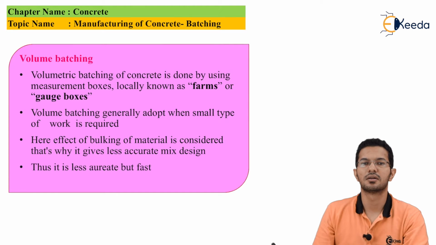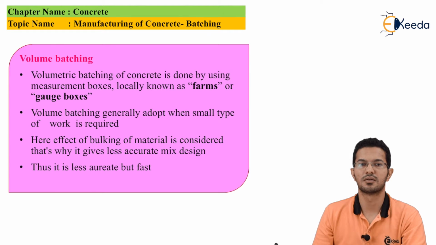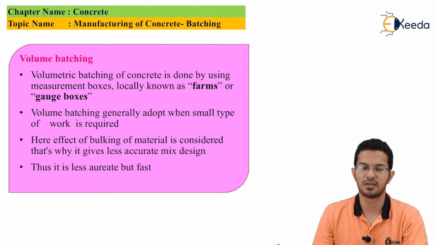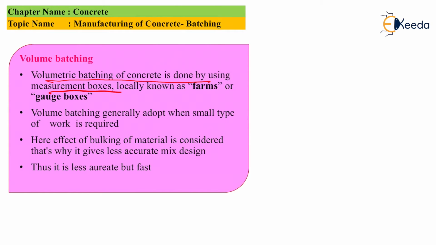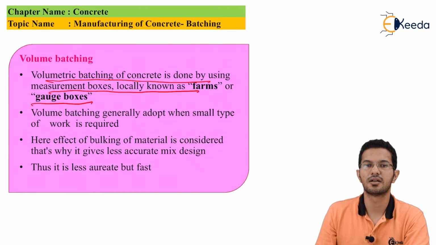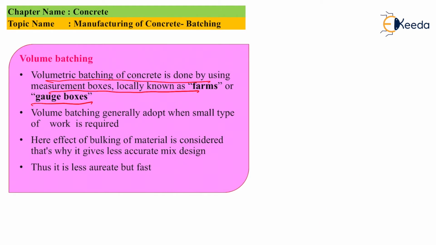In volume batching, the materials are measured on the basis of volume. It is a less precise method of batching. Measurement boxes or gauge boxes, also known as volume boxes, are used to measure materials. Cement is taken in the form of bags, where the volume of one bag of cement, which is 50 kg, is taken as 35 liters. The volume of the gauge box used is made equal to the volume of one bag of cement, which is 35 liters, or multiples thereof.